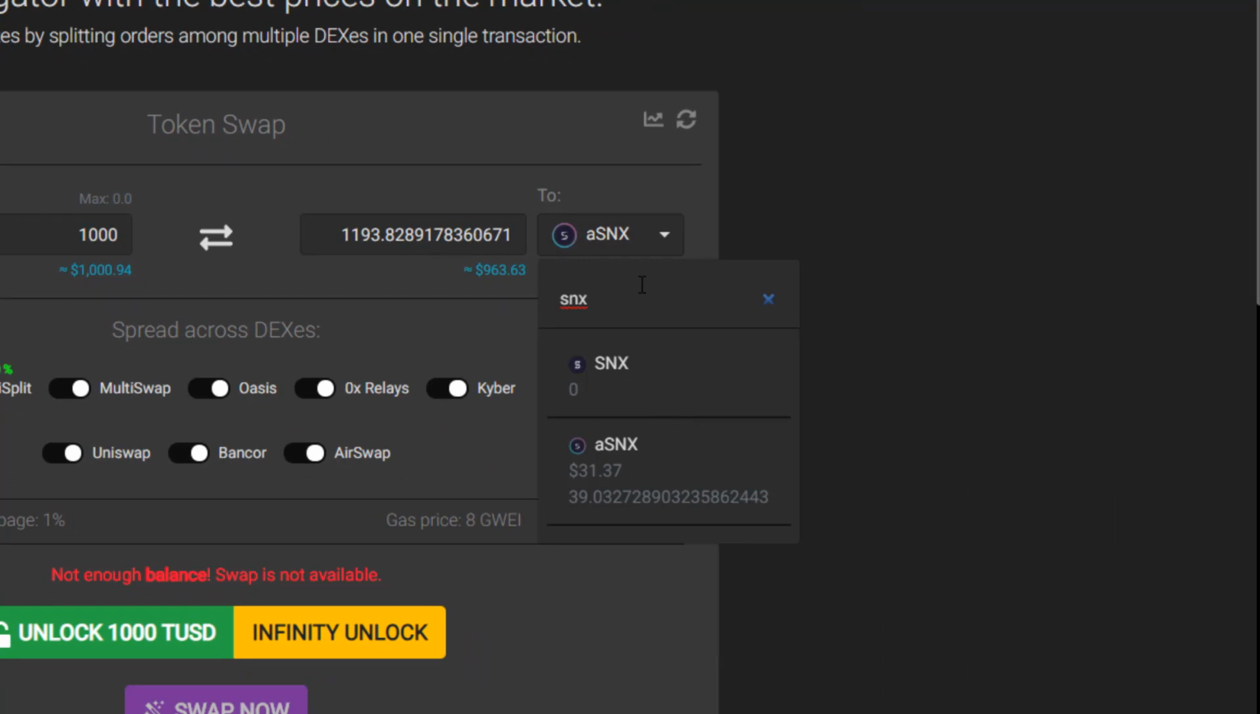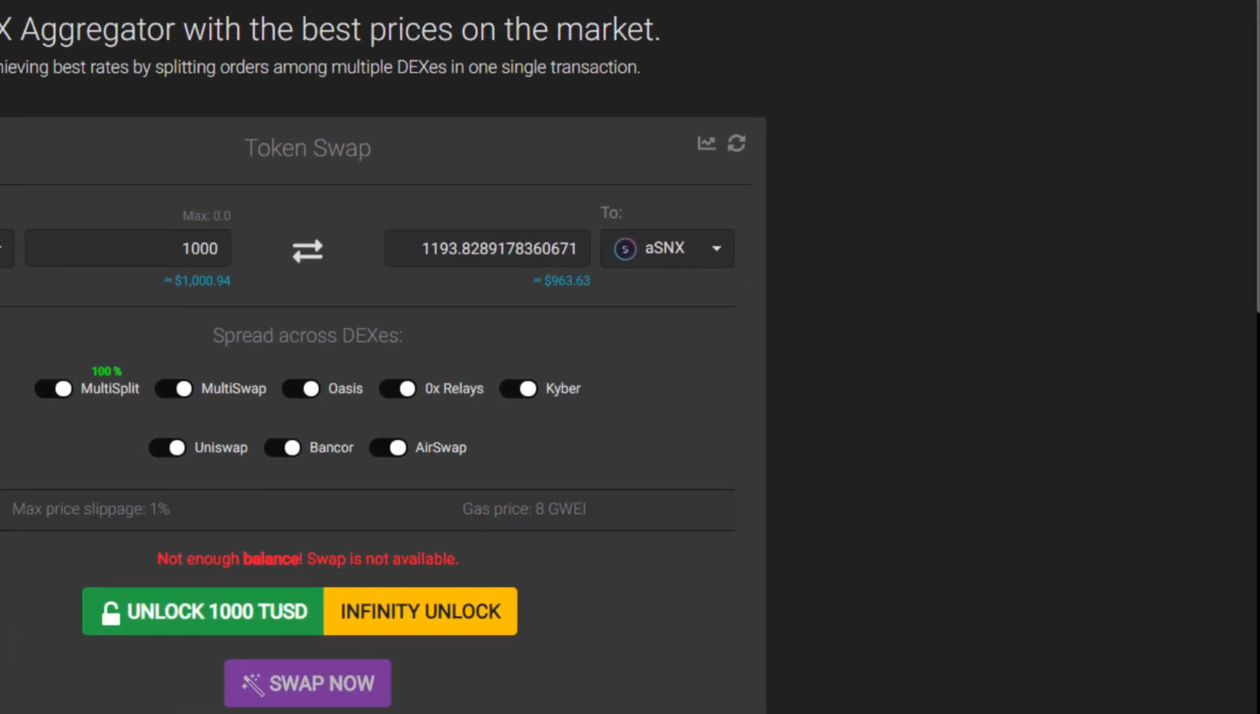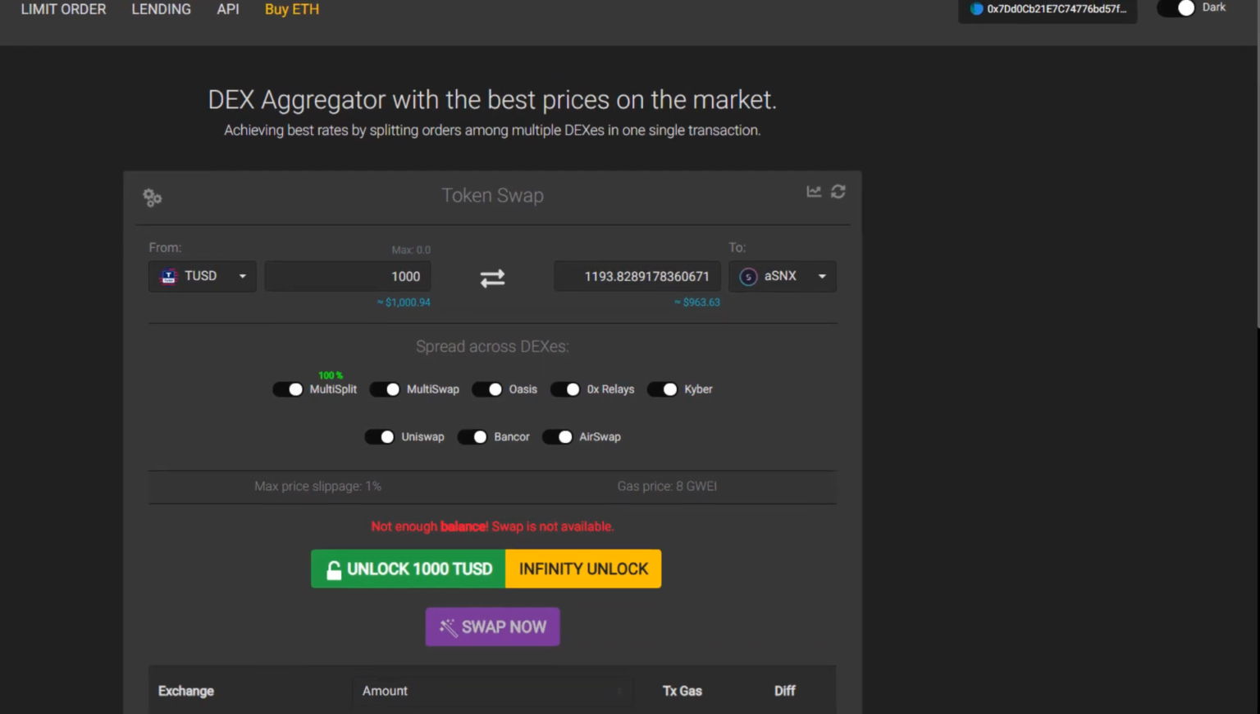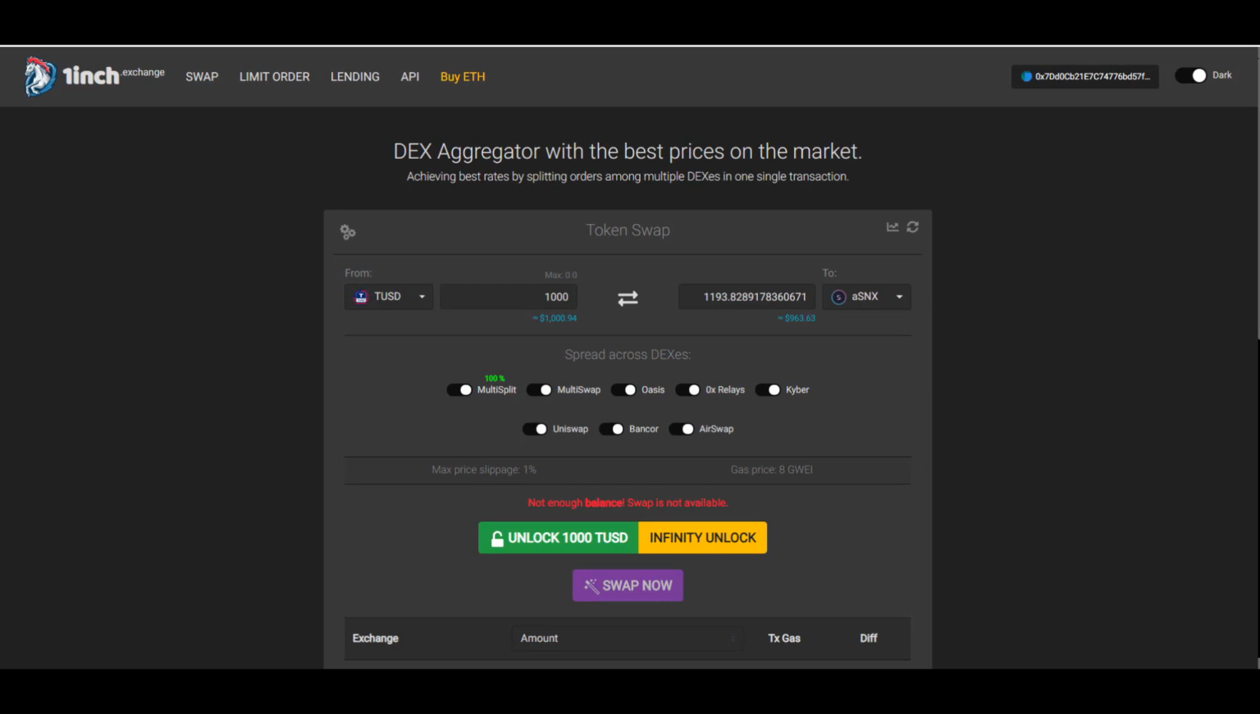So if you made this exchange, you would end up with 1,193 SYNTHETIX tokens in your ledger. But if you pick aSNX, what that does is it'll first switch your TUSD to SNX, then it will take the SNX and it will put it into the Aave protocol and give you the aSNX token. And this is very similar to cDAI. So what happens is you basically give up your SYNTHETIX token to the protocol, and in return you get this redemption token, aSNX. And you can keep that token in your wallet, you can send it somewhere. And this is the token that gets burned when you want to redeem your SYNTHETIX token from the Aave protocol.